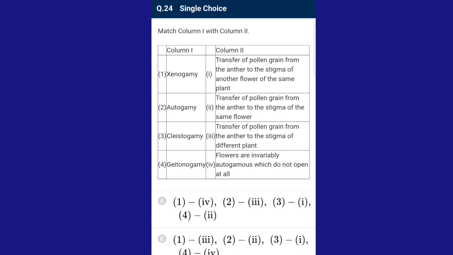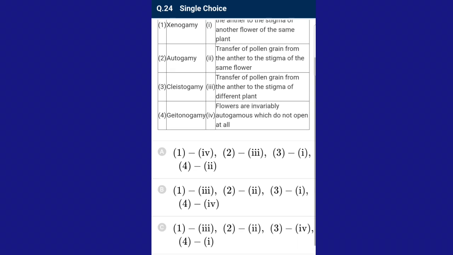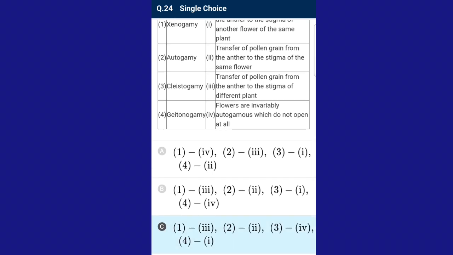Third one, cleistogamy. Cleistogamy is matching with the fourth one. Flowers are invariably autogamous which do not open at all. Then the fourth one is geitonogamy. It is matching with the first one. Transfer of pollen grain from anther to stigma of another flower of the same plant is called geitonogamy. So the correctly matching option is the third one, C.